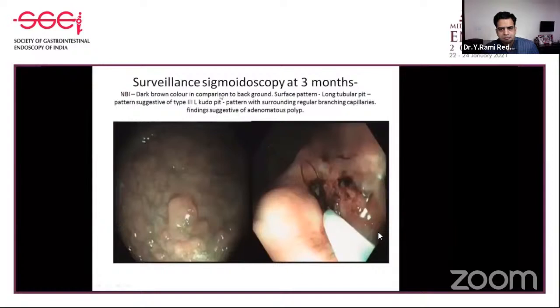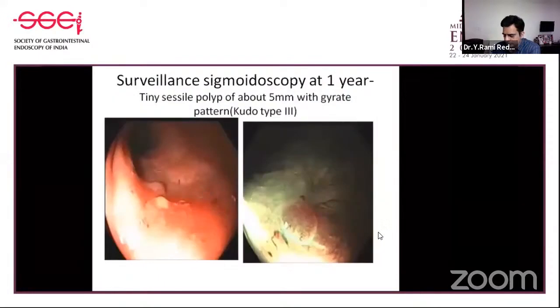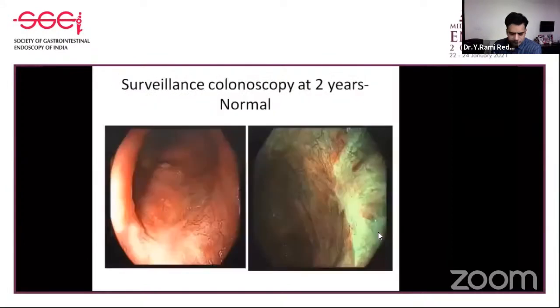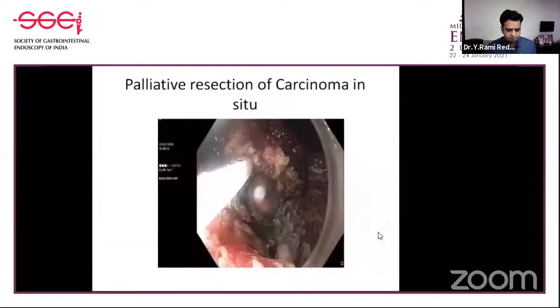Now you can see here in 3 months there's wonderful healing, and in one area alone there was some dark brown color on NBI, so we went in and biopsied it, and it came as an adenomatous polyp. After that, we still had the patient under surveillance, and at 1 year again there was a small polyp, but it was entirely normal at 2 years. So this patient is doing very well now after resection.